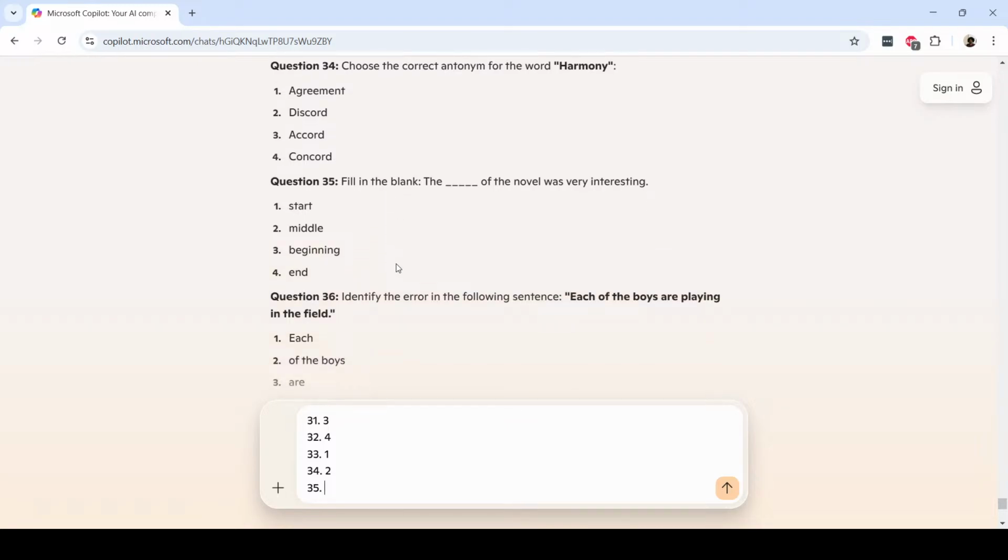Fill in the blanks. The end of the novel was very interesting. The start of the novel was very interesting. The beginning of the novel was very interesting. Start, middle, and end is a perfect point, while beginning is a section.